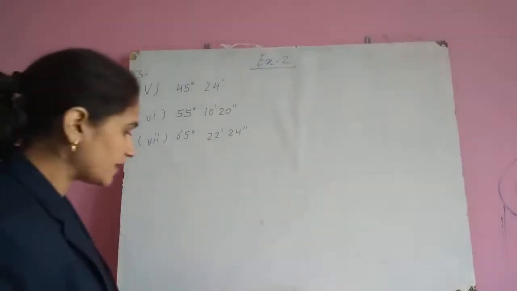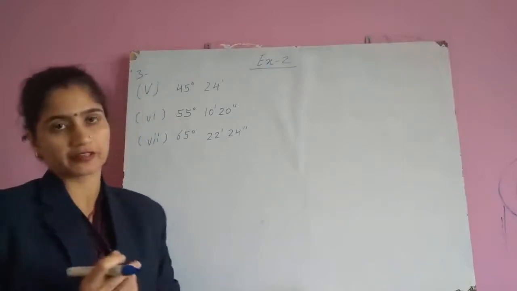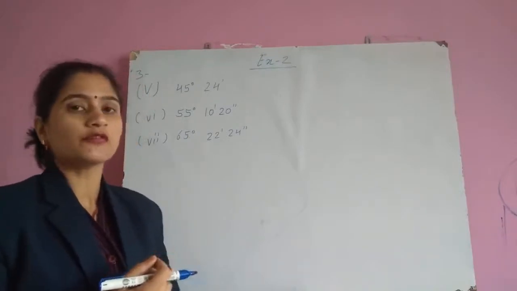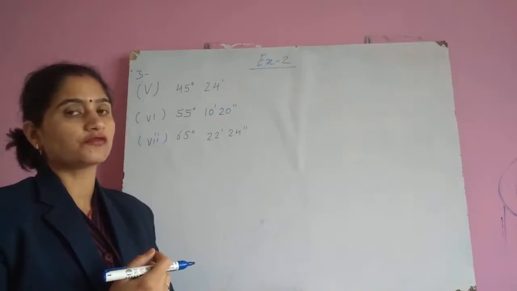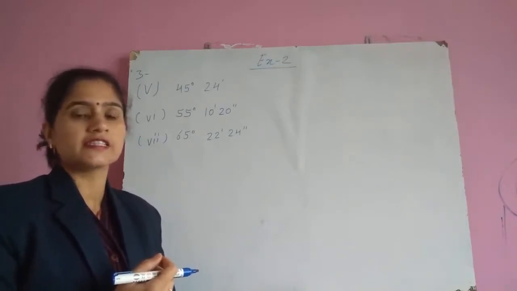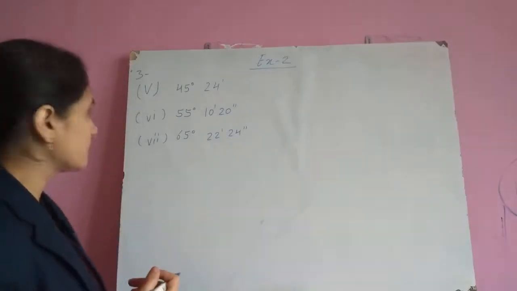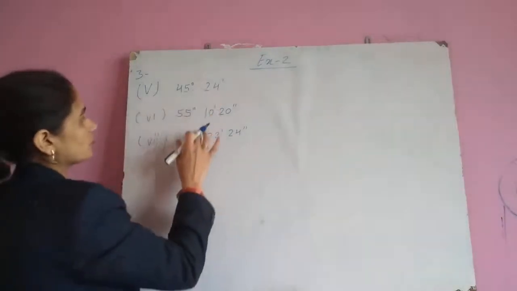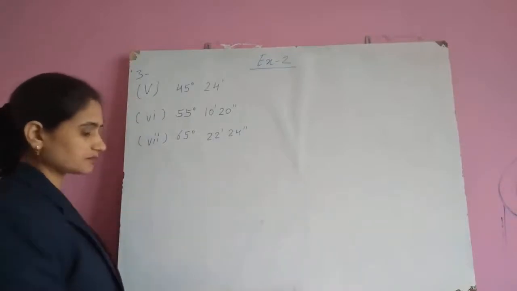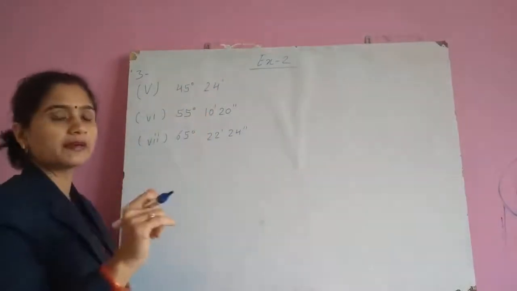Question number 3: write the complementary angles of each of the following. Students, what is a complementary angle? If the sum of the measurements of two angles is equal to 90, these are called complementary angles. We have to find the complementary angles of these. I am taking the 5th, 6th and 7th parts. If we subtract this from 90, we get the complementary angle.